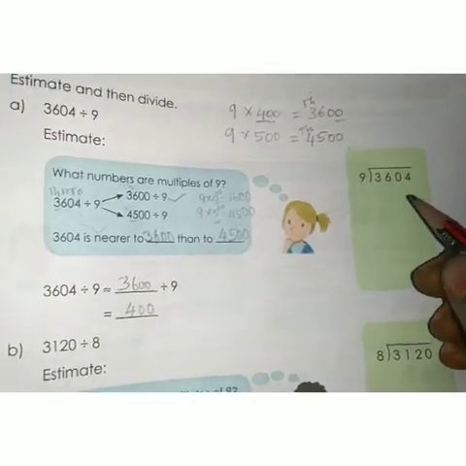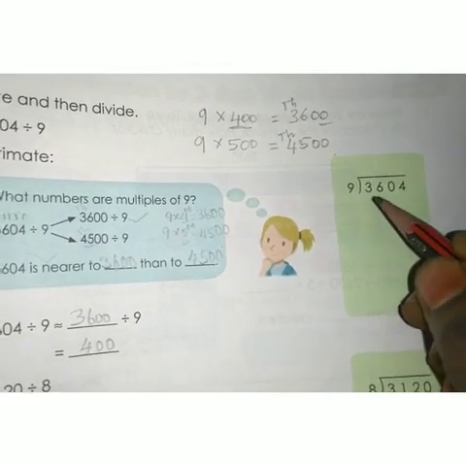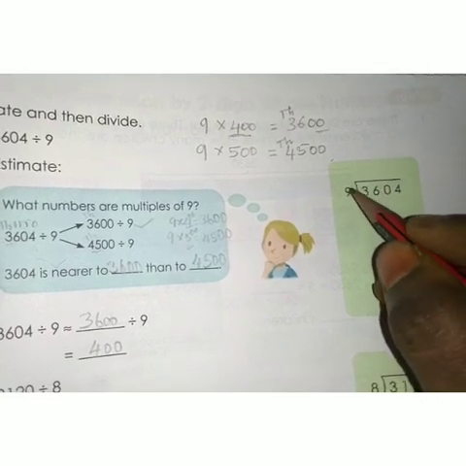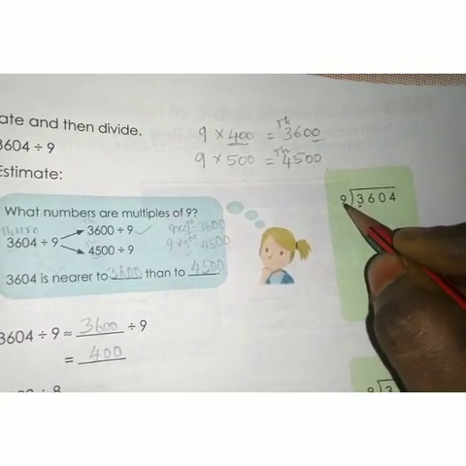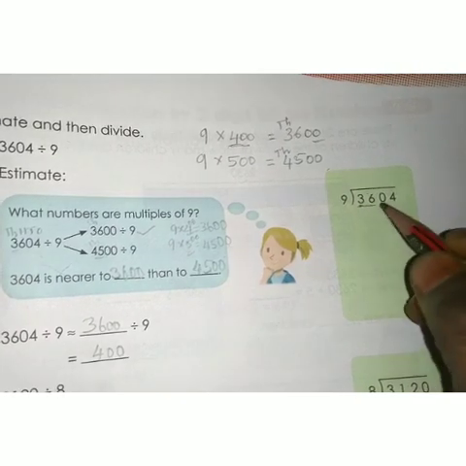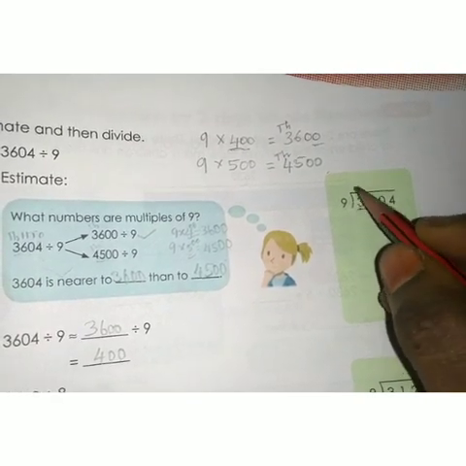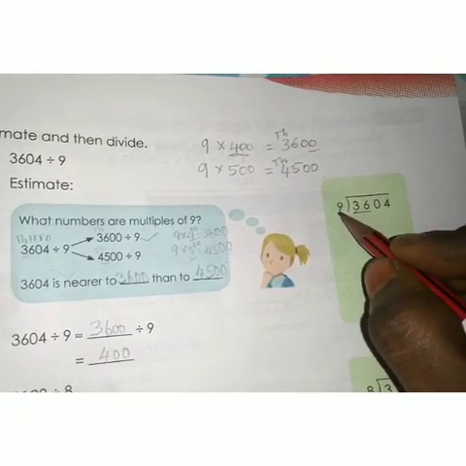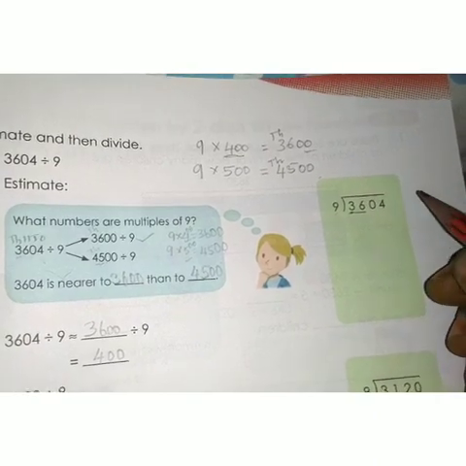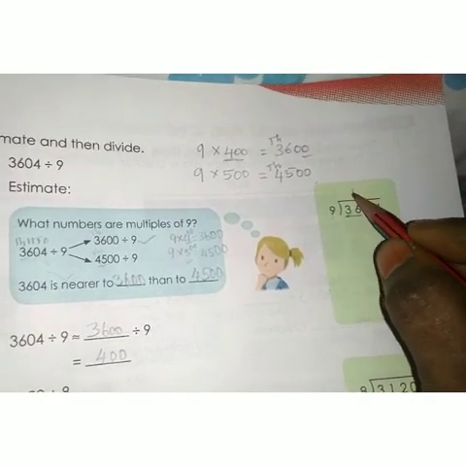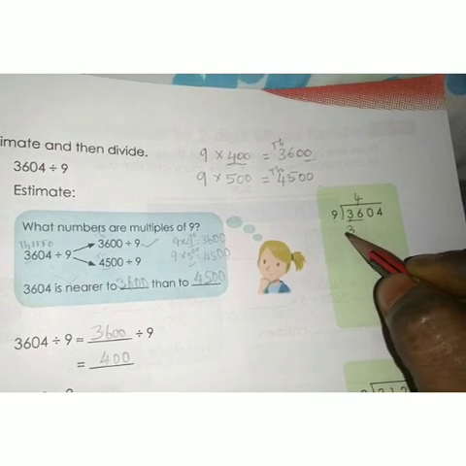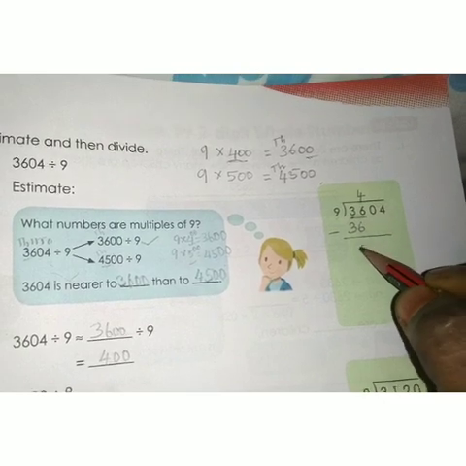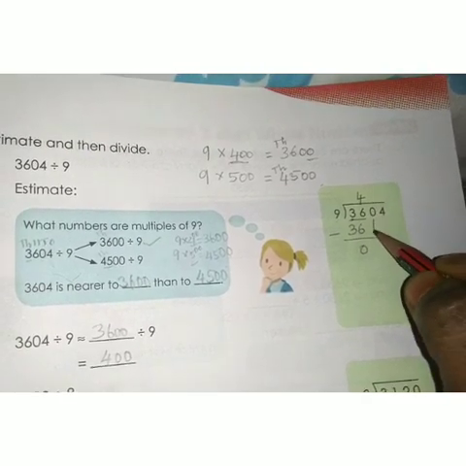Let us do the normal division method. See here, we have to consider the first number. Is 3 greater than 9? No. So we have to consider a 2-digit number. Now is 36 greater than 9? Yes. So you have to say the table of 9. 9 ones are 9, 9 twos are 18, 9 threes are 27, 9 fours are 36. Now subtract these two values. 36 minus 36, 0. Next, bring down 0.